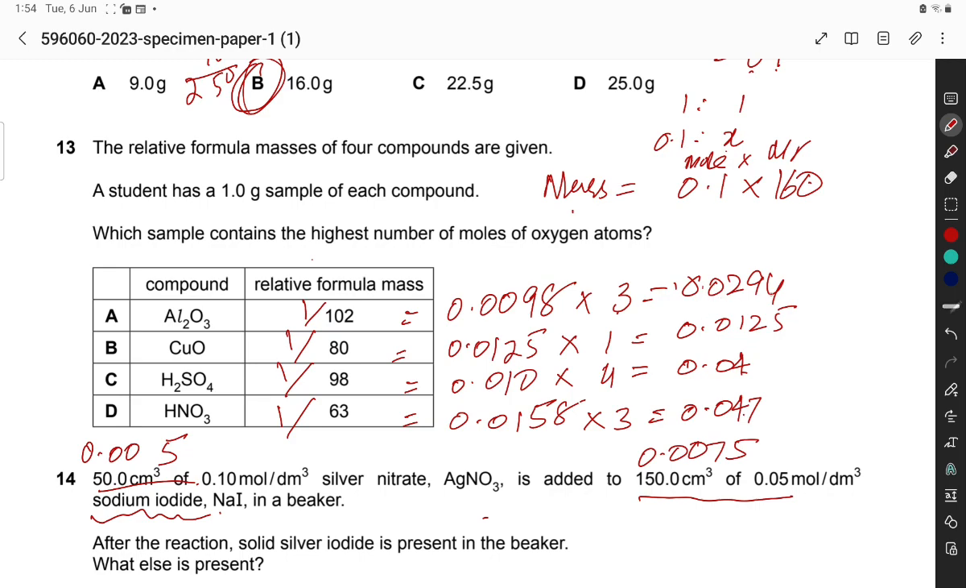This is 0.00294. First find out the mole. This is mole, and then multiplied with the oxygen number atom. The oxygen number atom in aluminum oxide is 3, so multiplied by 3 to form 0.0294. Similarly, in this compound, oxygen atom is 1, and 1 over 80, 0.0125 into 1, 0.0125 are the moles. I have found out all these moles. 0.047 is the highest number of moles, so option is D.